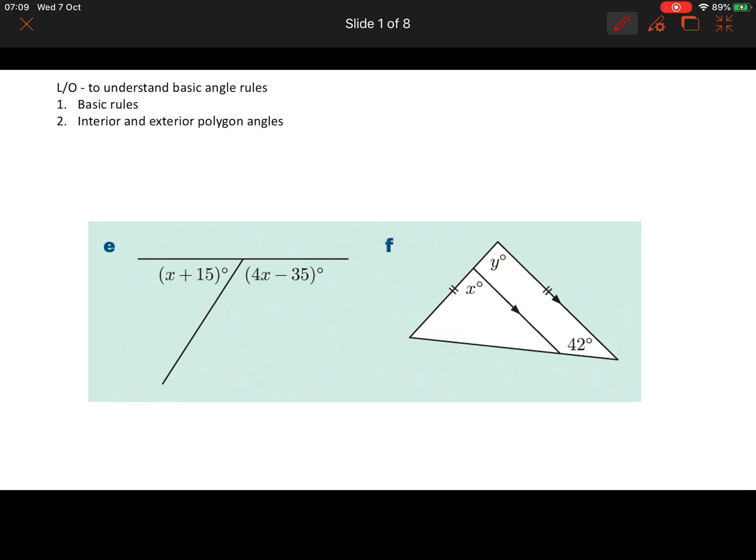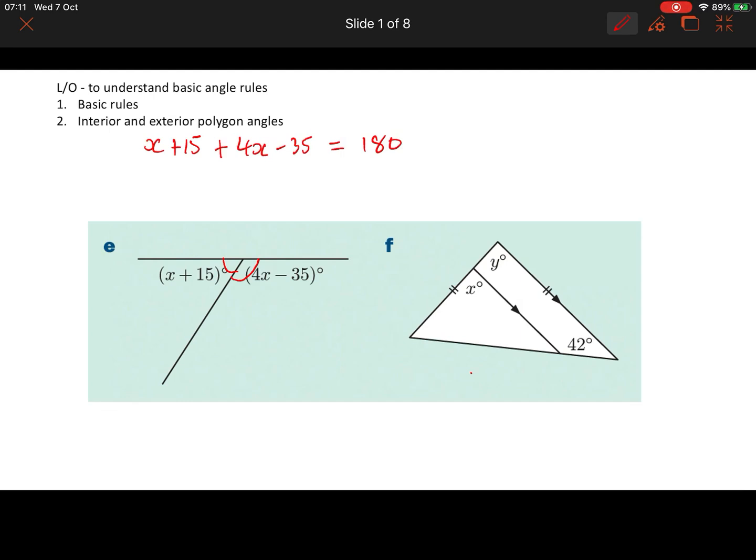Okay, so hopefully you did that. So question E, all we've got to do is make an equation really. We know that we've got angles on a straight line here. Angles on a straight line sum to 180 degrees. So x plus 15 plus 4x minus 35 must be equal to 180.